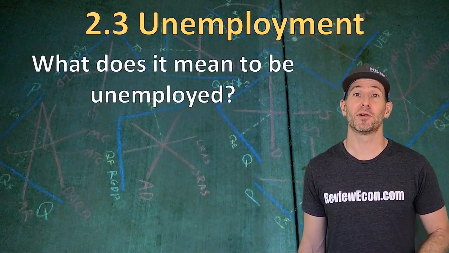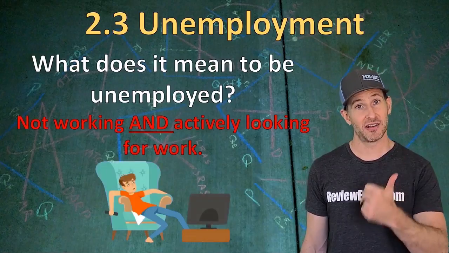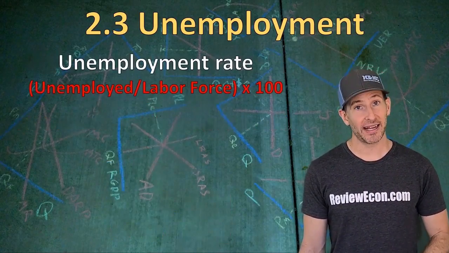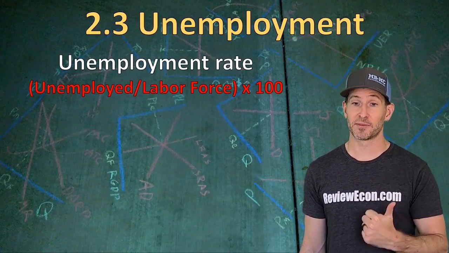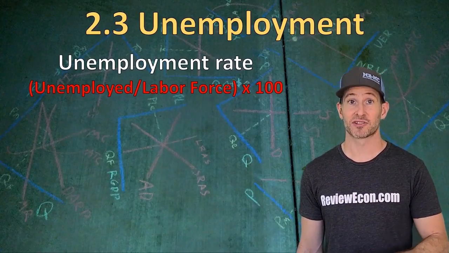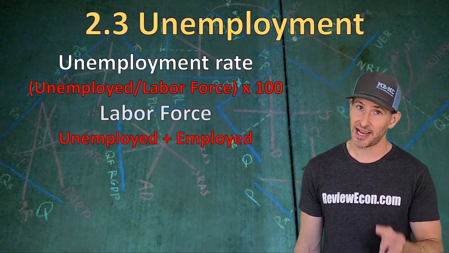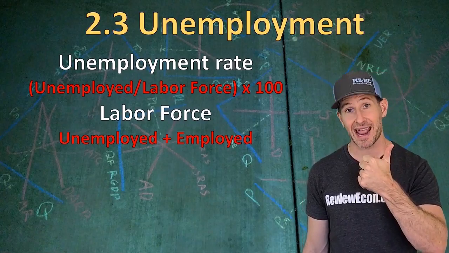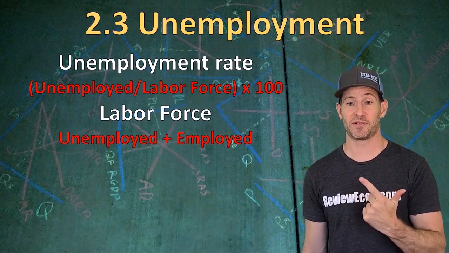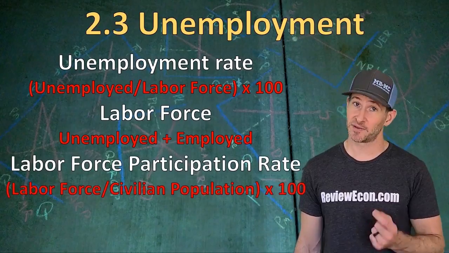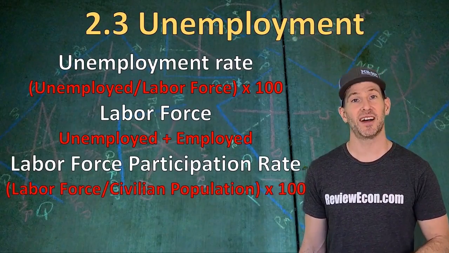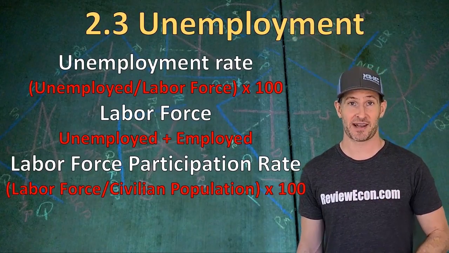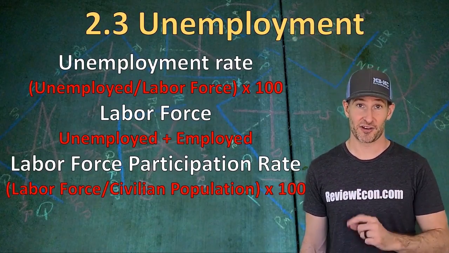What does it mean to be unemployed? In order to be unemployed, you must be not working and actively looking for work. The unemployment rate is the number of people that are unemployed divided by the labor force times 100. The labor force that we're dividing by is the unemployed people looking for work and not working plus the employed people. The labor force participation rate is the percentage of citizens that are part of the labor force. To find that, take the labor force, divide it by the civilian population, and times that by 100. Keep these formulas in mind for your next test.